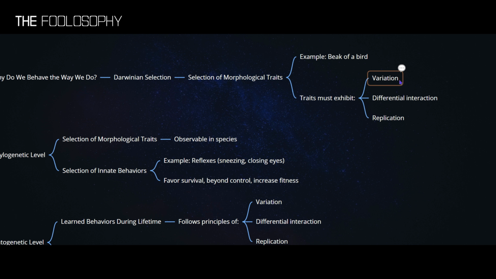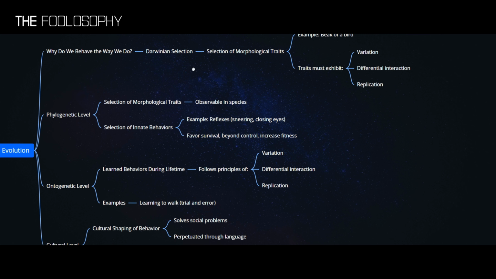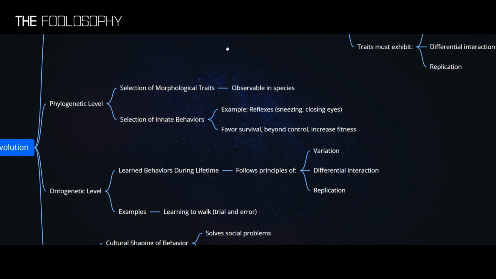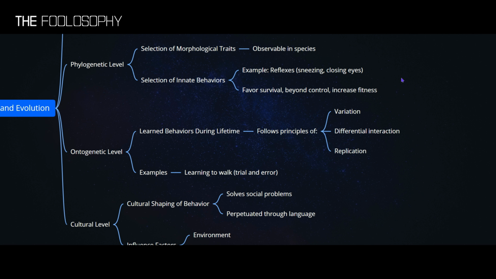For a trait to persist, it must exhibit variation, differential interaction, and replication. This applies to both physical characteristics and behaviors. At the phylogenetic level, the selection of morphological traits is evident, but we also select behaviors. Innate behaviors, such as reflexes, are chosen because they favor survival. An innate response, like sneezing or closing your eyes when something blows in your face, is beyond our control and was selected because it increased our ancestors' fitness.